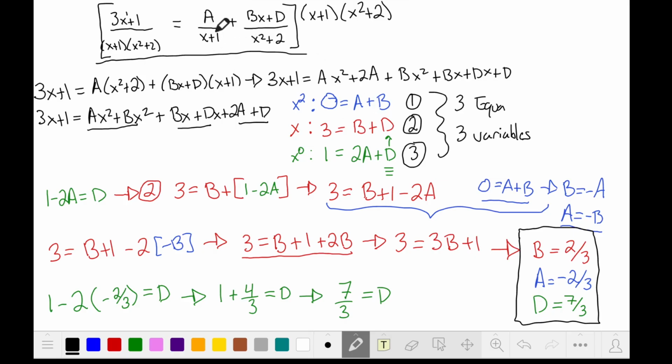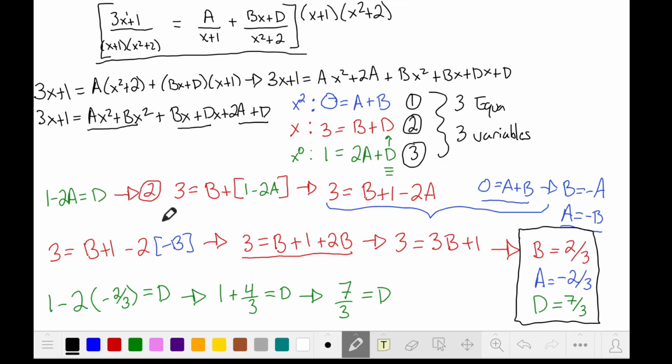So you can plug in A, B, and D, cross multiply these two fractions, and then after a little bit of simplification, you'll end up getting the fraction on the left. So whenever you're doing partial fraction decomposition, you can really quickly check the answers.